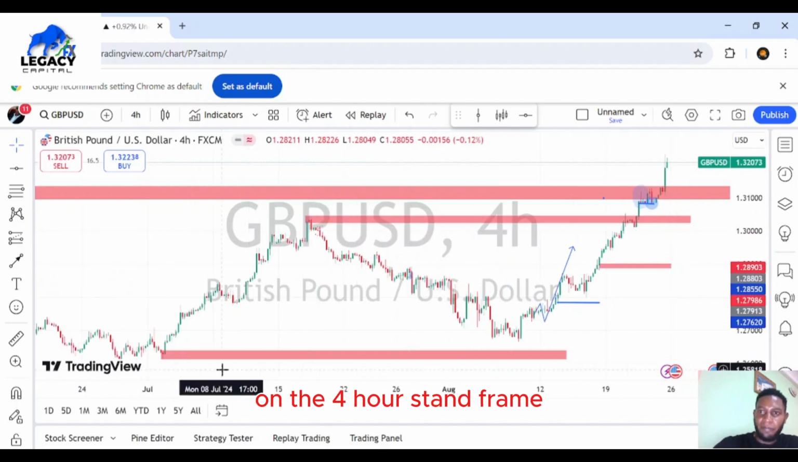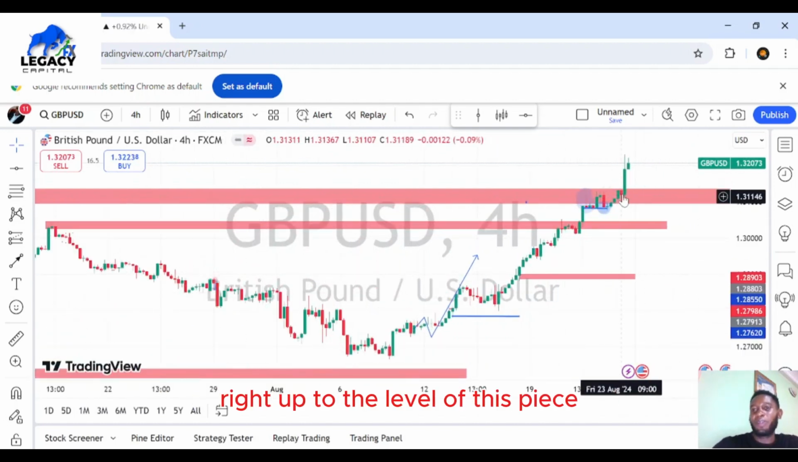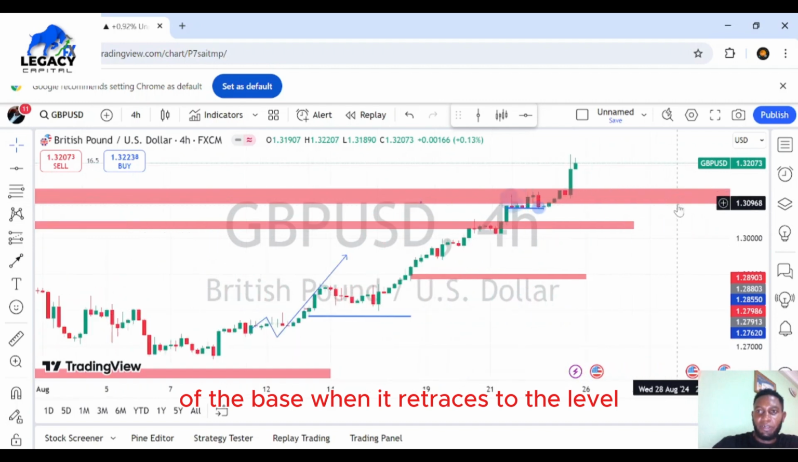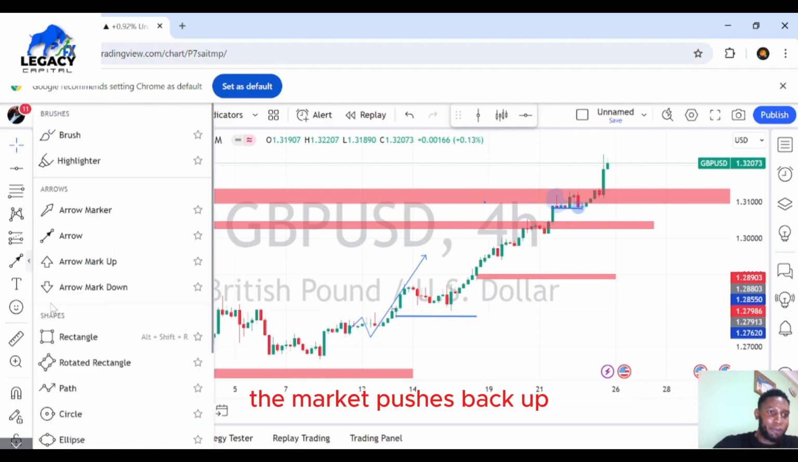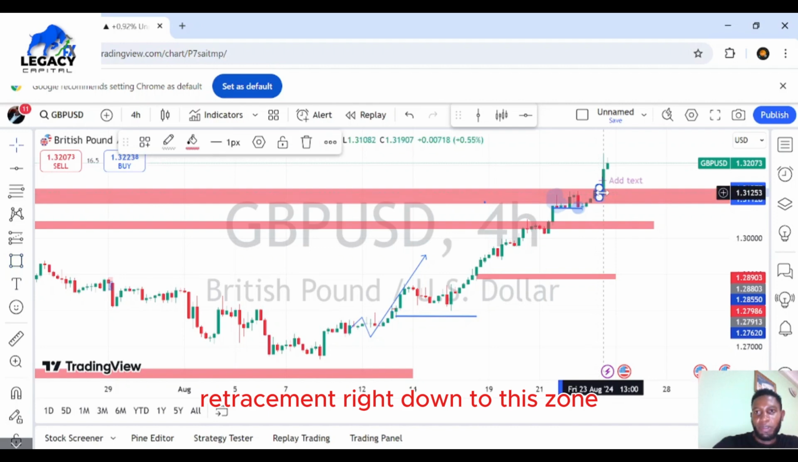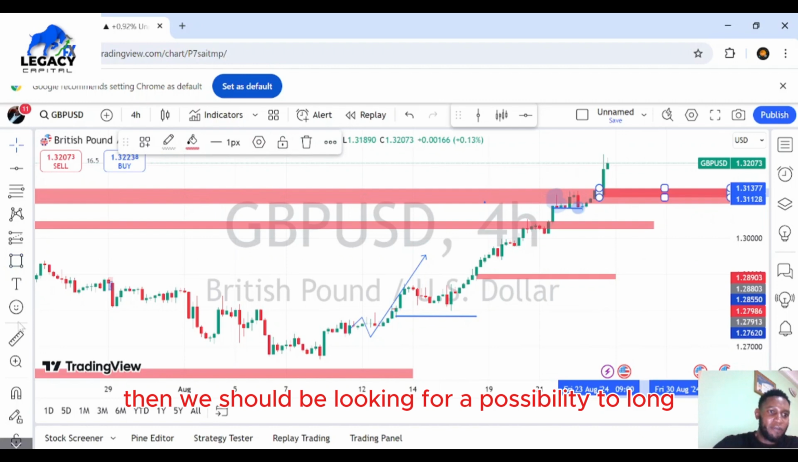On the 4 hours time frame, I think that the market can retrace back right down to the level of this base. When it retraces to the level, we'll obviously be expecting to see the market push back up. So we should be hoping that there can be a possible retracement right down to this zone. If the market retraces to this zone, then we should be looking for a possibility to long the market.